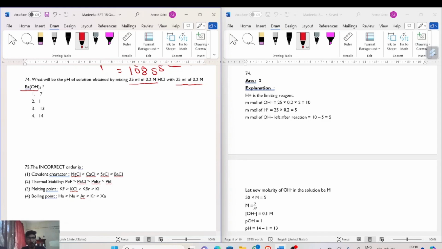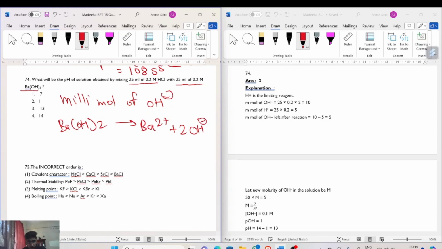For this type of question, first we will find the moles of HCl, that is moles of H plus ion. Then we will find the moles of OH minus, so that we can find whether the resultant solution is an acid or base. So first of all, we are finding millimoles of OH minus, millimole because the volume is given in ml. So Ba(OH)2 will break into Ba2+ plus 2 OH-.